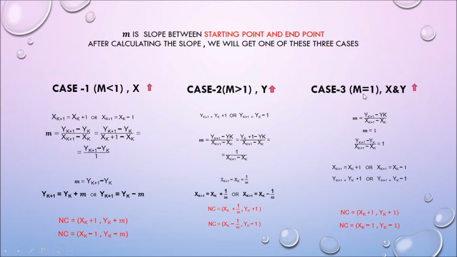Now let's see third case, when slope is equal to 1. Okay, in the third case, when slope is equal to 1, x and y will change equally. So next coordinate of x and y will increase by 1 or decrease by 1.